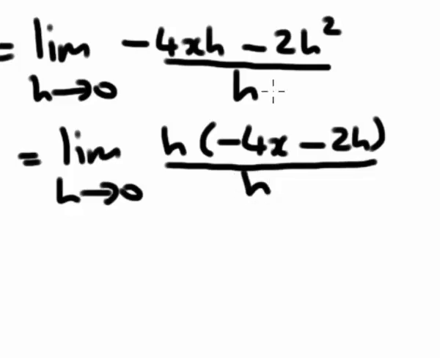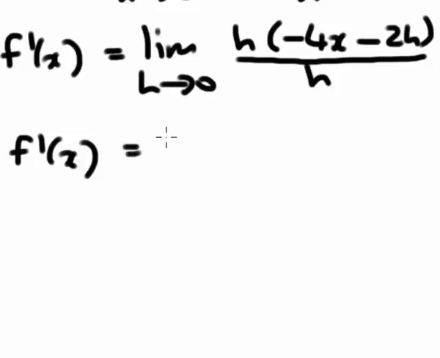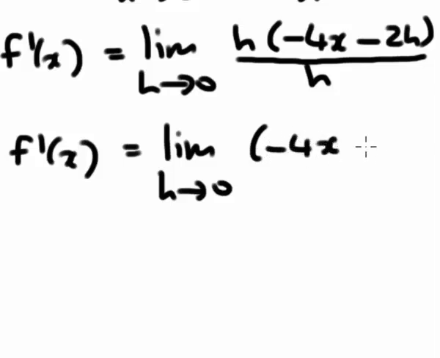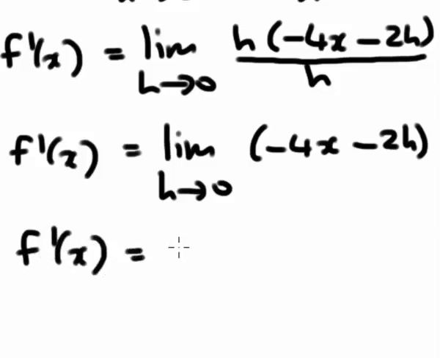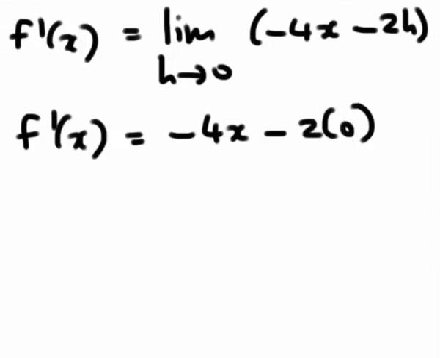Some people might want to take out the negative 2 as a common factor. That's fine, but we just want to get rid of the h's, so just simply take out the h. And then what do we have? f prime x is the limit as h approaches 0. The h's cancel, and you're left with negative 4x minus 2h. Fractions are gone, no problem, and h approaches 0, so that's negative 4x minus 2 multiplied by 0, which is where h is going to.